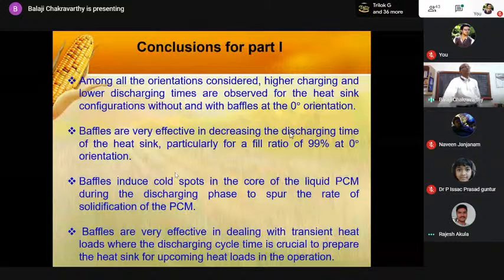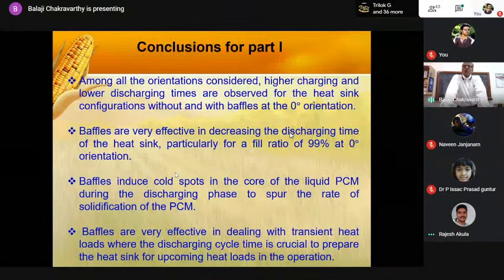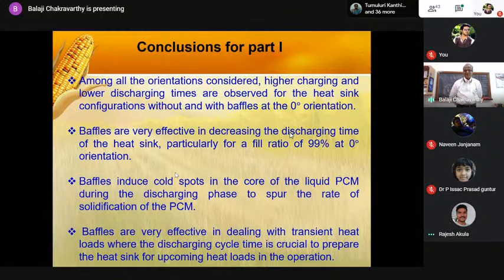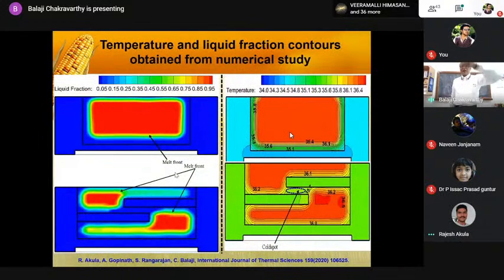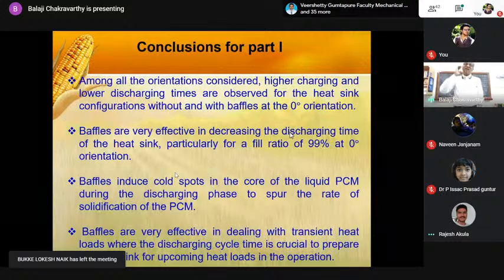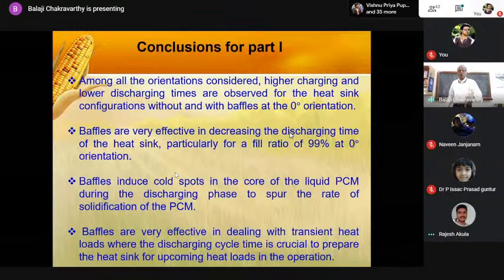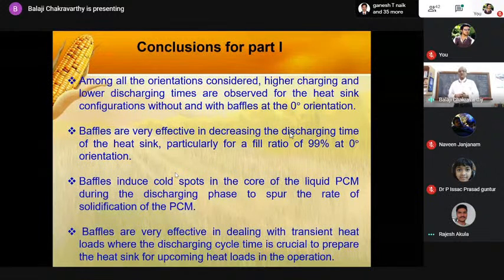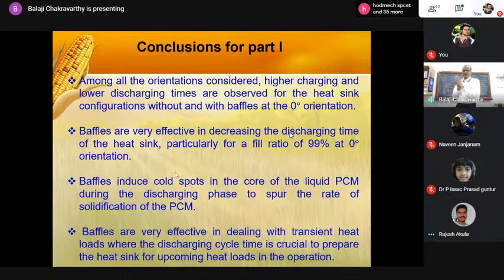Okay. So these are the conclusions for part 1. Among all orientations, 0 degree is the best. Baffles are very effective in decreasing the discharge times. Baffles introduce cold spots. This is the finding. This finding, for example bullet number 3, is not possible even if you do a very carefully controlled experiment, unless you put many thermocouples in the core region, which will disturb your experiments. Also, it is very difficult to do that experimentally. Okay. So the last point is that baffles are very effective in dealing with transient heat loads.